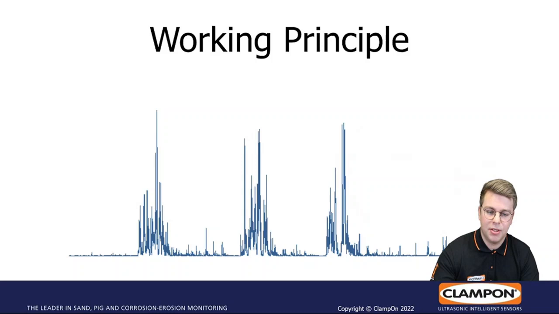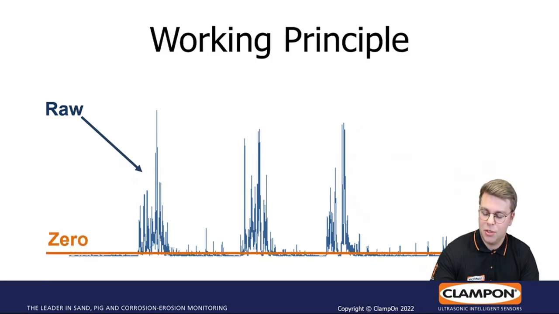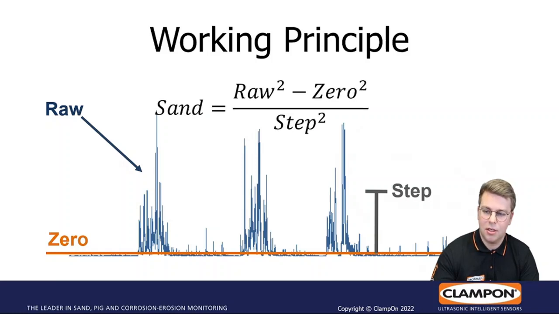Here you see a typical signal which comes from our detector. We call it a raw signal. We have a level, which we call the zero level. So below this line is only background noise, and this is defined. We also use the step value to calculate the sand rate like this. So we take the raw signal and we subtract the zero level, the background noise, and we divide by the step value. And we square all the variables so you get the real sand rate.